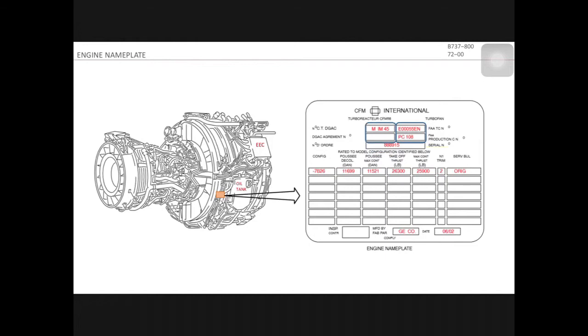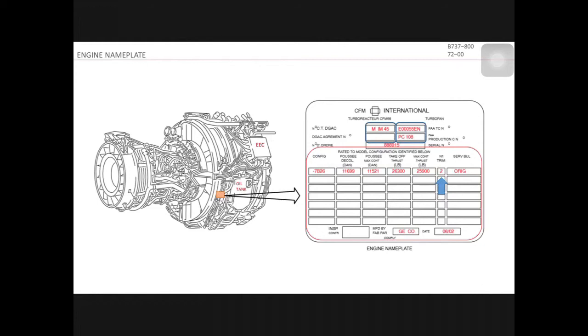The serial number will be filled every time. The first line of the 7 blocks will be filled at the assembly plant. The version of the engine will be in the config space. The second and third blocks show the takeoff and maximum continuous thrusts in metric thrust ratings. The fourth and fifth blocks show the takeoff thrust and the maximum continuous thrust in pounds.